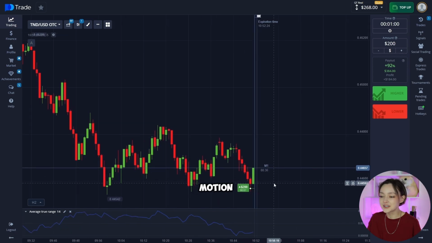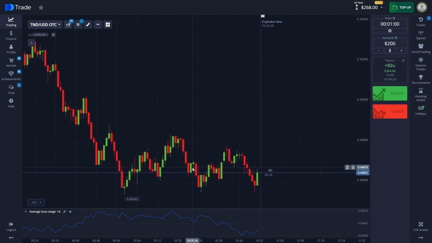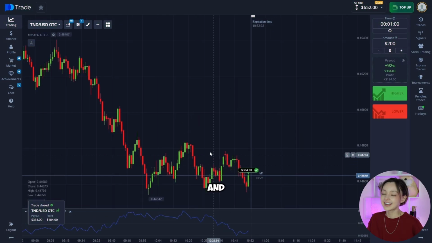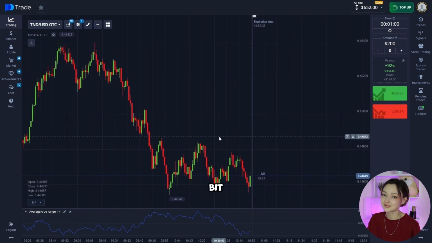Look at the strong motion that's occurring as we speak. This trade will obviously close successfully. And the trade closed in a profit. Let's make another one and sum things up a little bit.